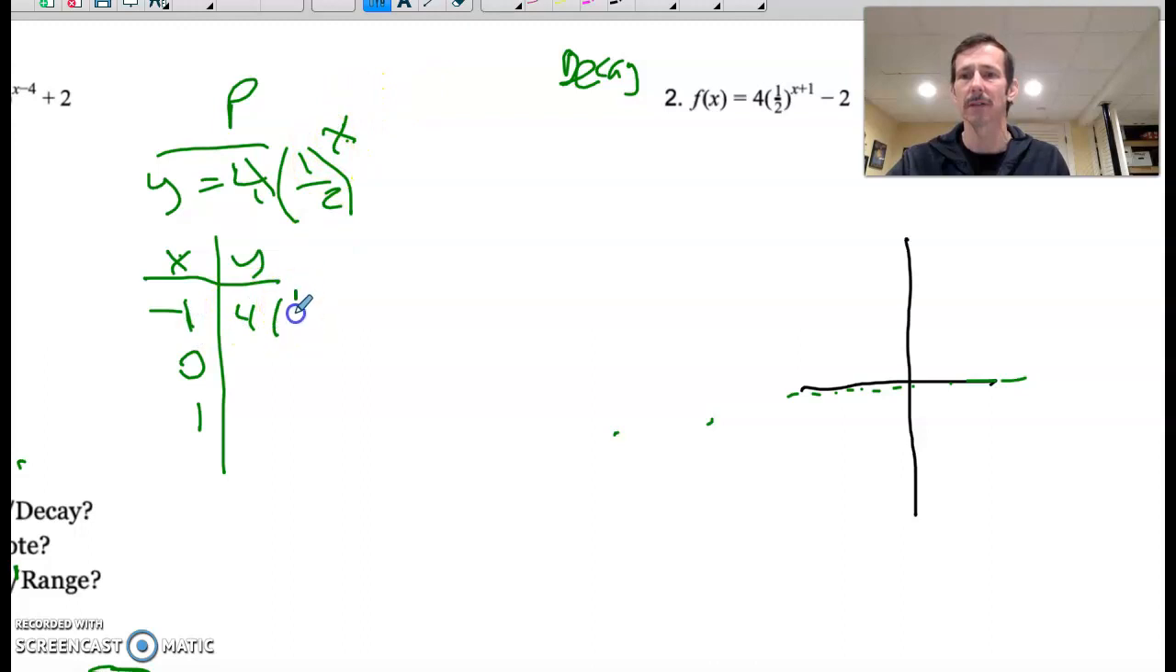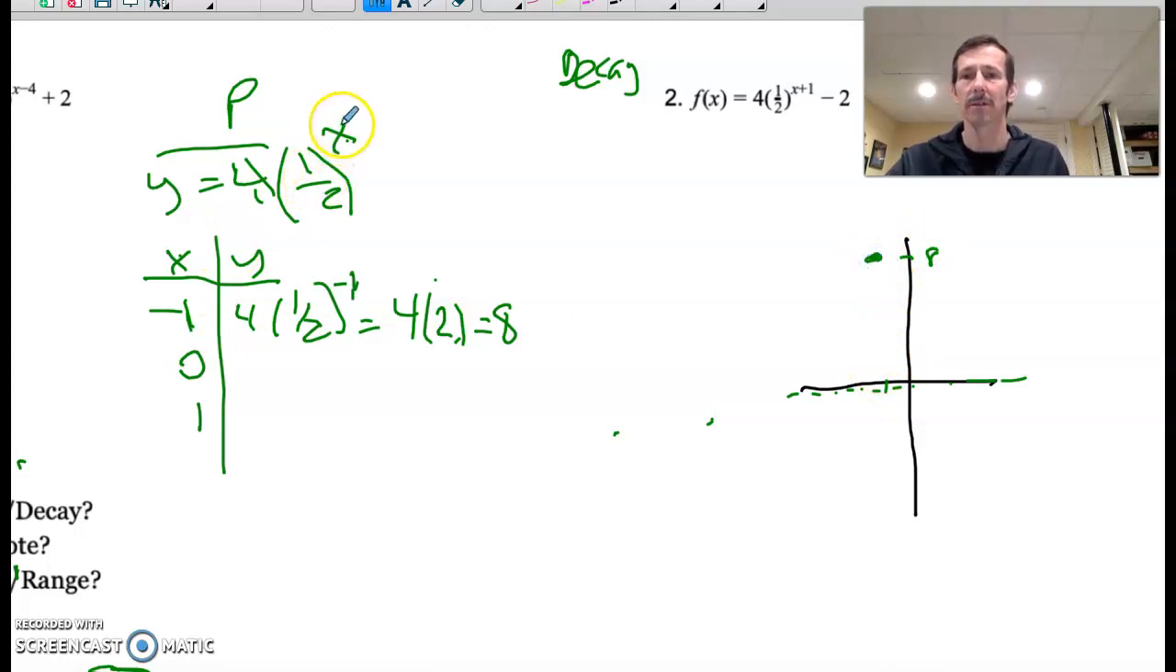4 times (1/2) to the -1 is the same as 4, and (1/2) to -1, that negative just flips it, so that becomes 4 times 2, which is 8. So at -1, I would be way up here at 8.